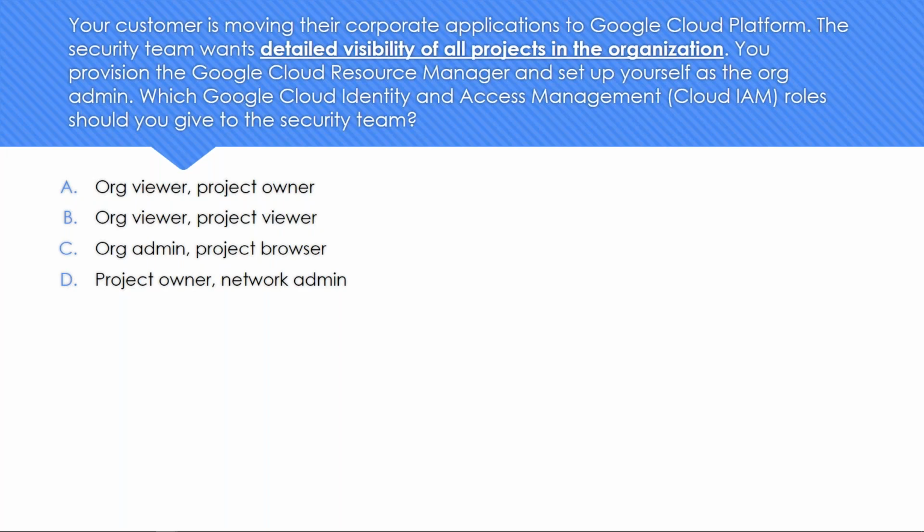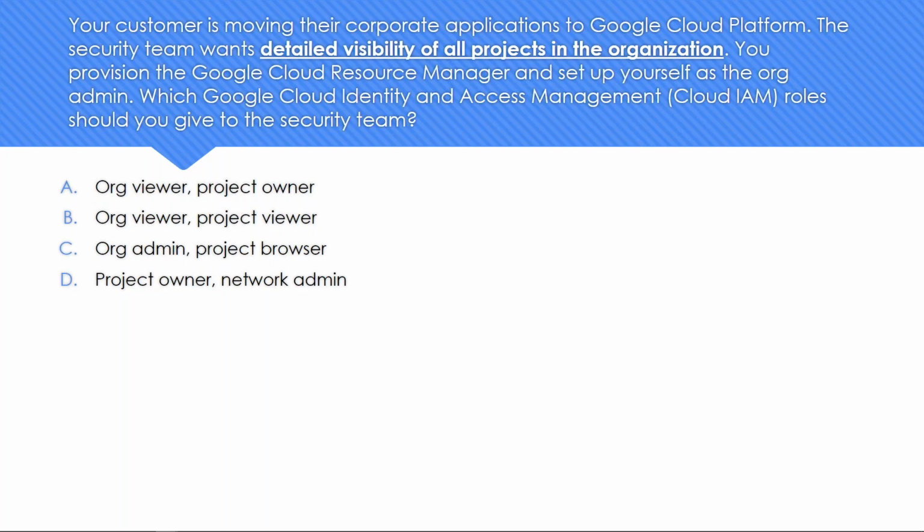And they want detailed visibility of all the resources in all the projects. So let me look into the options. Org viewer and project owner. With organization viewer, I'm going to get my organization policies, which is defined. That's a good one, I would say. Project owner. If I make somebody project owner, it is a broader access which you're giving them. This user can go and create and delete resources. But for a security admin or a security team, do you need that? The answer is no, because you have to always use the principle of least privilege.